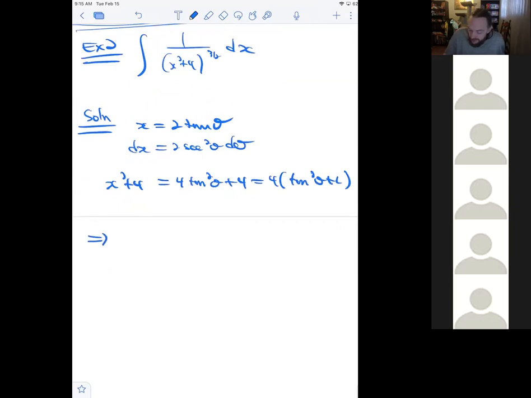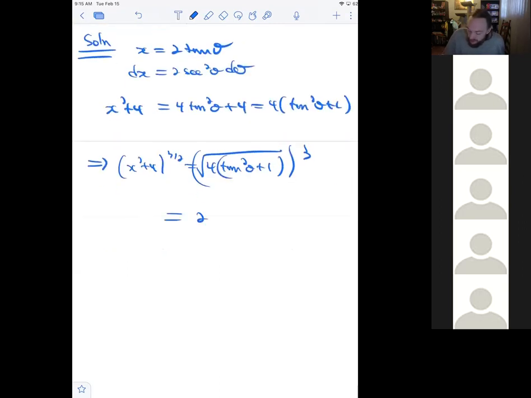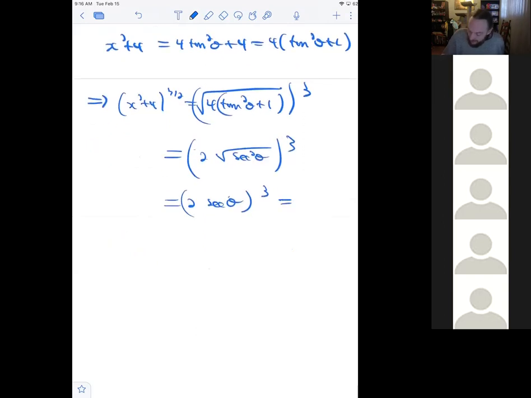And so x squared plus 4 to the 3 over 2 is equal to the square root of 4 tan squared theta plus 1, cubed, which is equal to 2 secant. I'm just showing you what we actually have in there. We have 2 times the square root of secant squared theta, cubed, which is 2 secant theta cubed, which is 8 secant cubed theta. Which would be nice because it would just give us a cos.